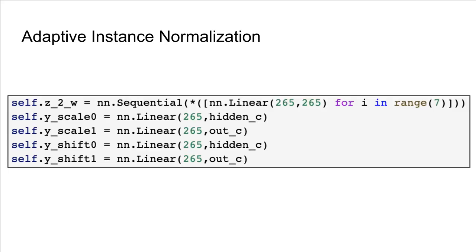To implement this network, I just defined in the ConvBlock init function a submodel that consists of 7 fully connected layers in a row, followed by 4 different heads. 2 for the mean and standard deviation of the first adaptive instance normalization of the block, and 2 for the second one.